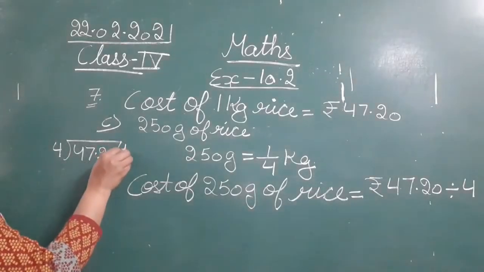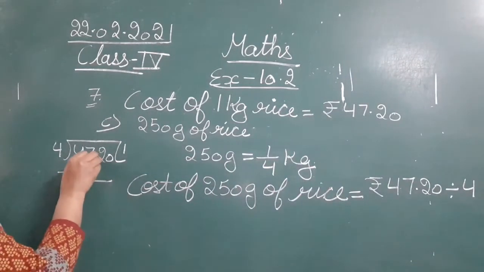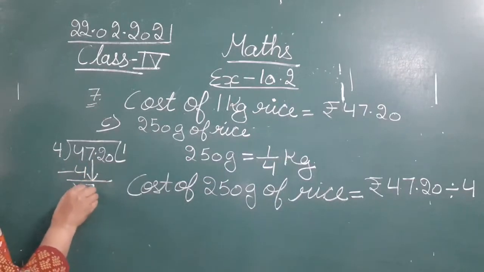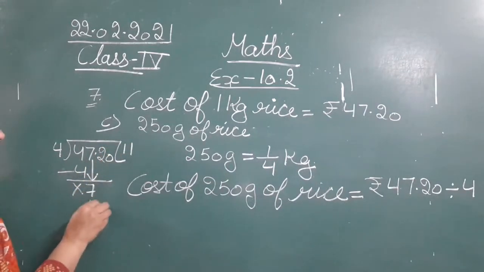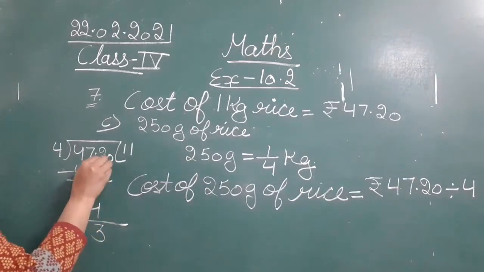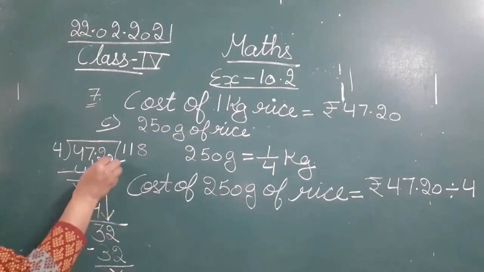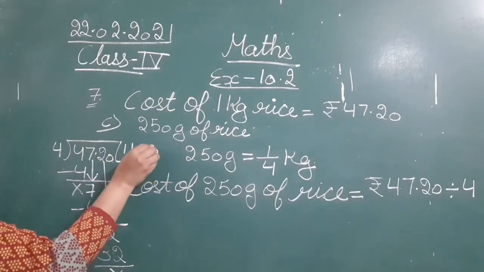So 4 ones are 4. 4 minus 4, nothing will be left. Now we will bring down the 7 here. 4 ones are again 4. So 7 minus 4 is 3. Now bring down the next digit, that is 2. That is 32. 4 8s are 32. 32 minus 32, nothing is left. So that means we are having a 0 here. So we will bring it here.